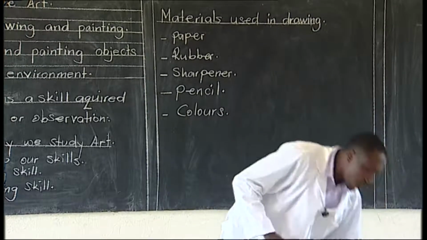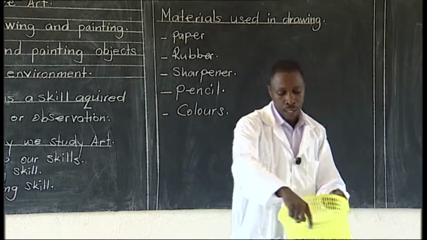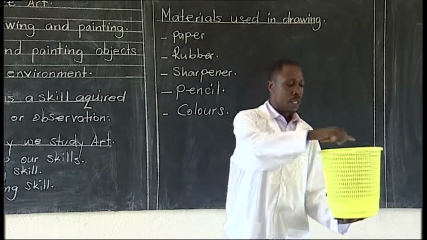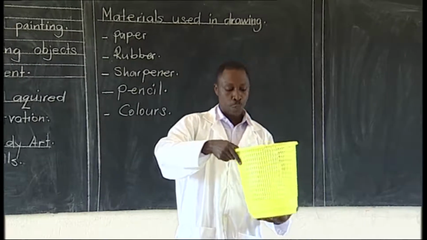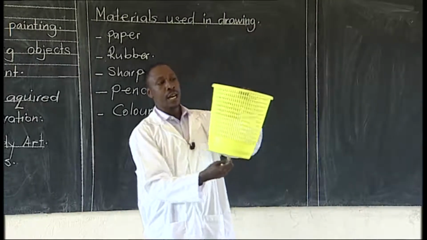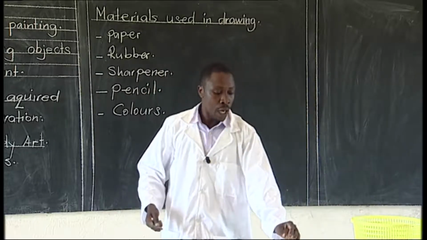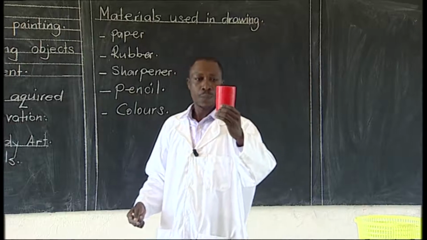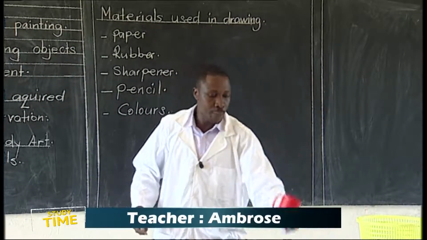Even you can draw a bucket. A bucket is having a circular surface here. It has a circular surface on top. Even here, it has a circular surface. But today we are going to see how we can draw a cup. Repeat this one. Good, excellent, marvelous.